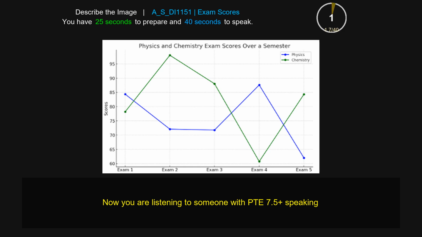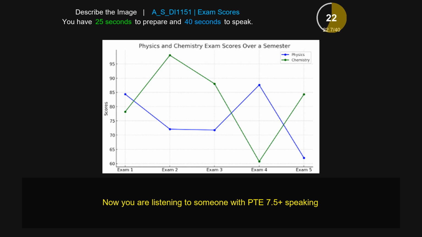This is a line graph comparing the physics and chemistry exam scores over a semester. As for the x-axis, it says from exam 1 up until exam 5. The y-axis shows the score starting from 60 up until 95. The highest for chemistry is on exam 2, in which they have 100%, and the lowest is on exam 4, in which they have 60 scores.